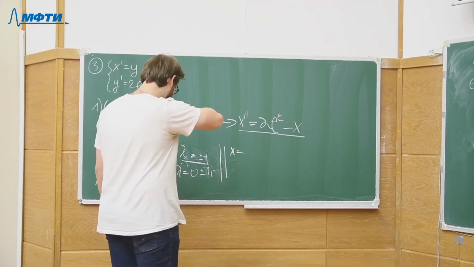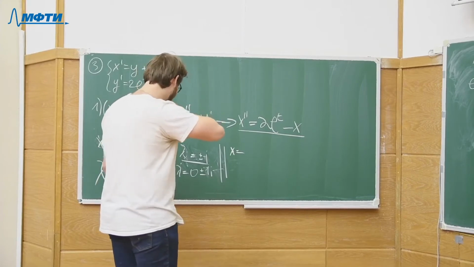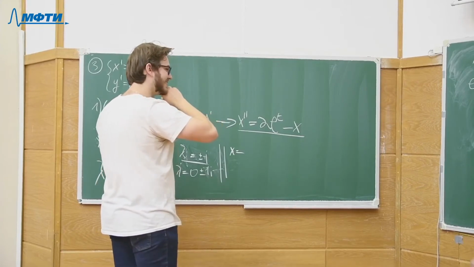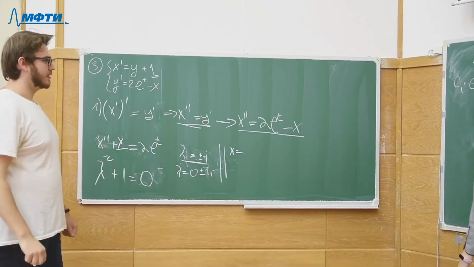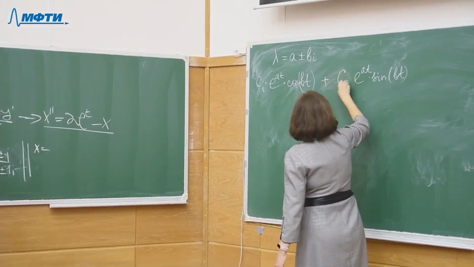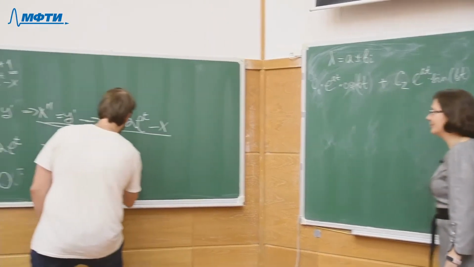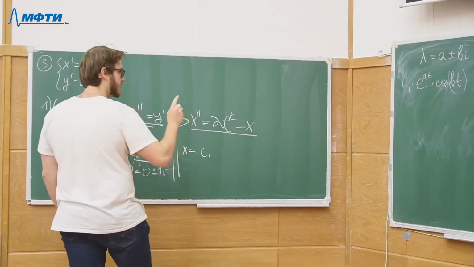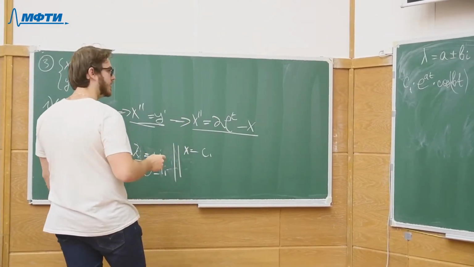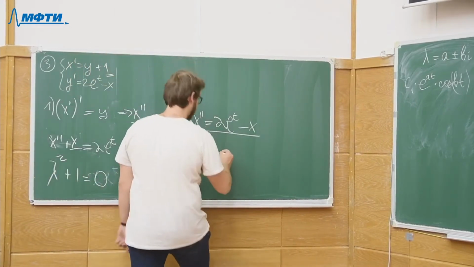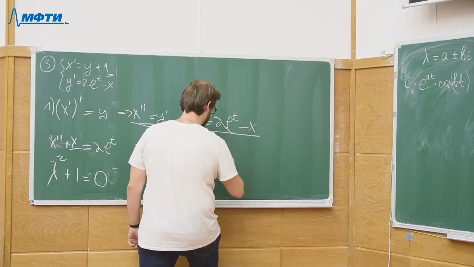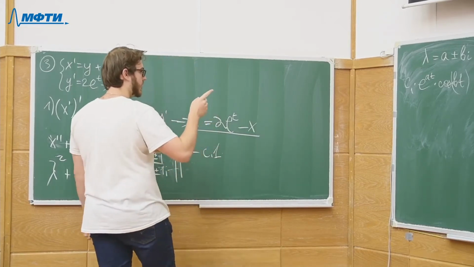X is equal to C1 times... How do you take a linear combination? You multiply the first one by C1, for example, plus C2 times the second. What is a here? A is 0, so e to the power of 0, which is 1, multiplied by cos of bt.